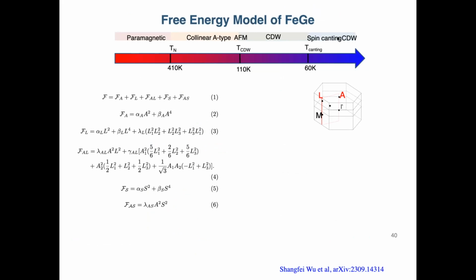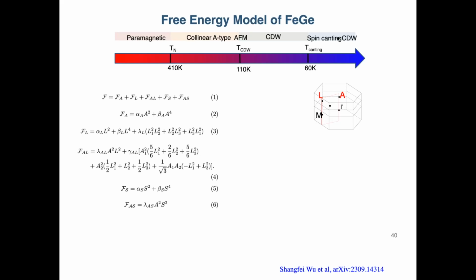Right, but you still see the CDW peak below the spin-canting transition, while the Raman, so these two are inconsistent. In what sense? You see the Raman is suggesting that CDW disappears at low temperature. No, CDW stays. At low temperature, CDW remains.